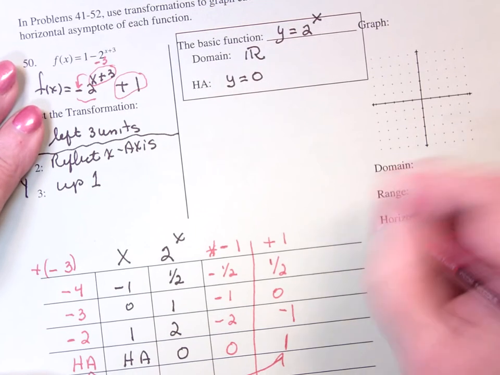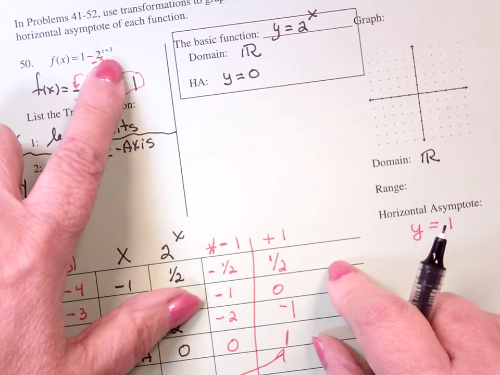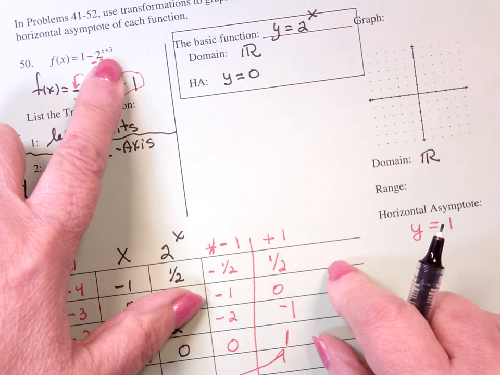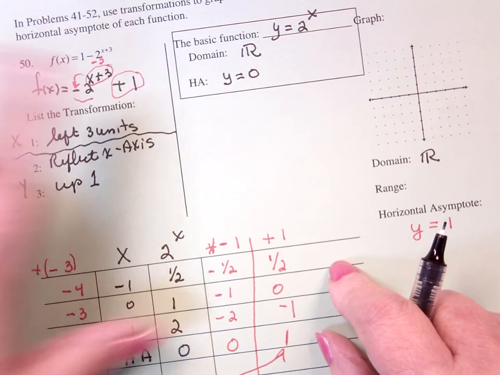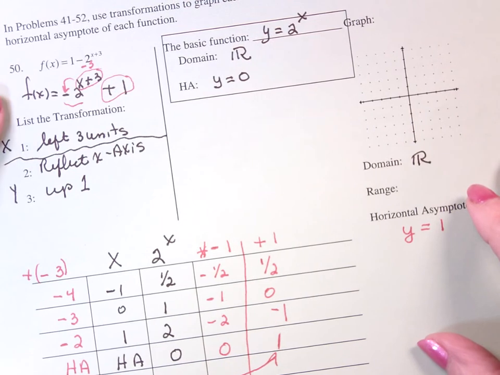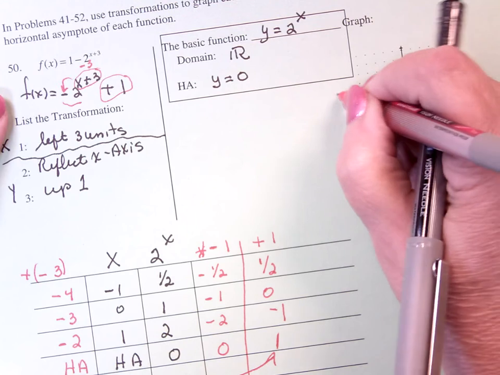The domain is still, no matter what, going to be all real numbers. You take a look at 2 to the x plus 3: no denominator on the x plus 3, no radical on the x plus 3. It's all real numbers. Now the range, we're going to have to take a look at our graph in order to do that. I first lay in my HA.